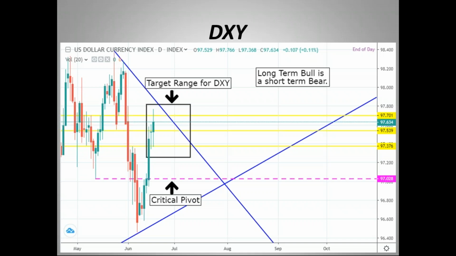You can see that last green bar, which is in between those three yellow pivots inside our target range for the Dixie. Today it's had a very wide range. It came close to the low of yesterday, it's obviously higher than yesterday, and it's extended through that pivot range. It basically is encompassing those three pivots between 97.37 and 97.70.